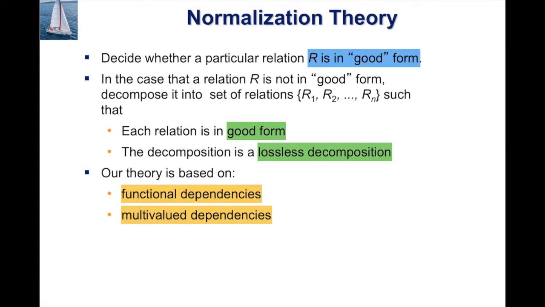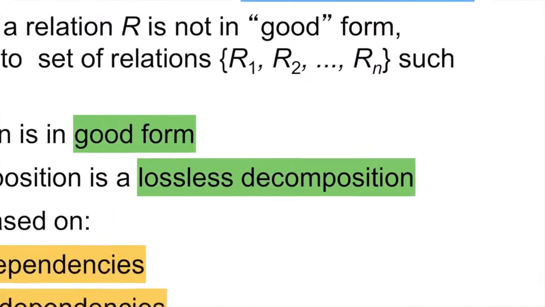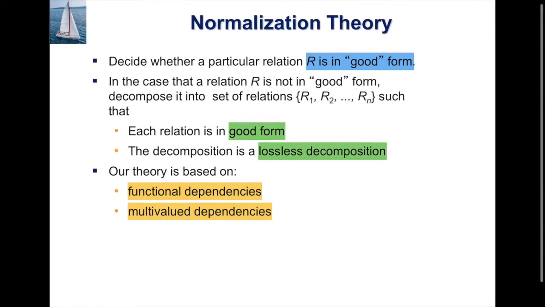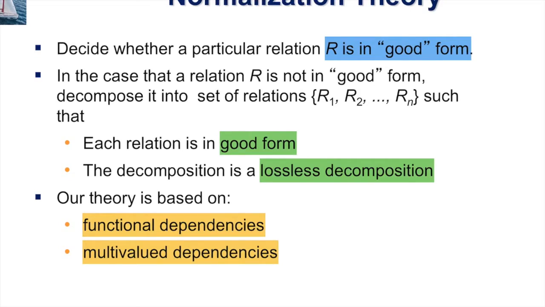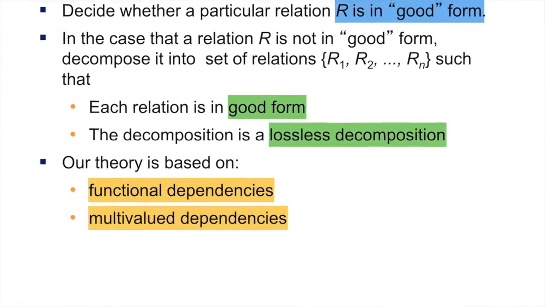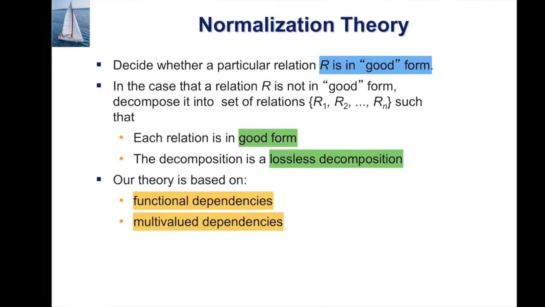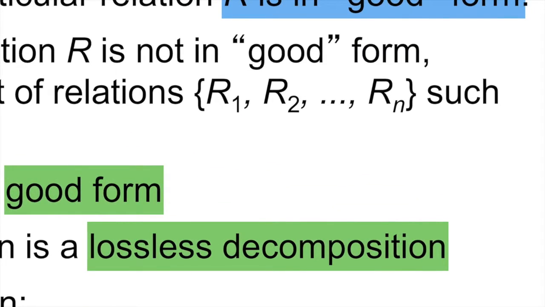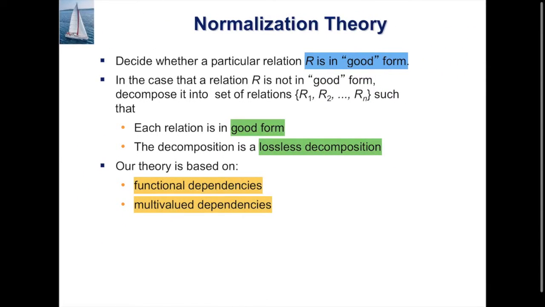But in case a relation R is not in good form, what we need to do is to decompose it into a set of relations such that each relation R sub i in this set is in good form, and the decompositions that we are doing are all lossless decompositions. Okay, note that the resulting decomposition is not necessarily just a set containing two tables, just like what we've shown a while ago, but this could be a set of relations coming from further decompositions of relations that are not yet in good form.